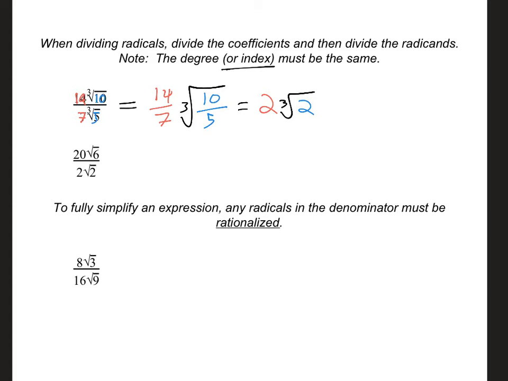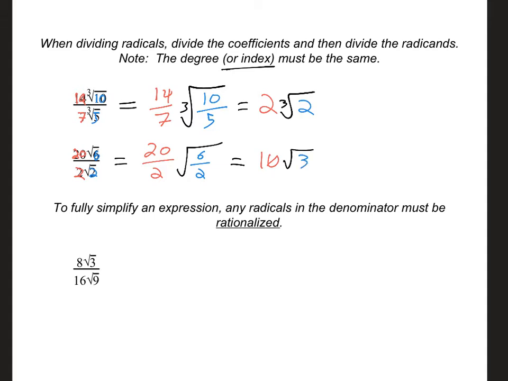Second example, 20 root of 6 divided by 2 root of 2. The index values are the same, so we can divide the radicands. We will also divide the coefficients. So we have 20 over 2 times the square root of 6 over 2. This gives us 10 times the square root of 3.